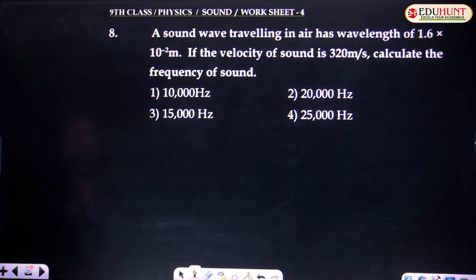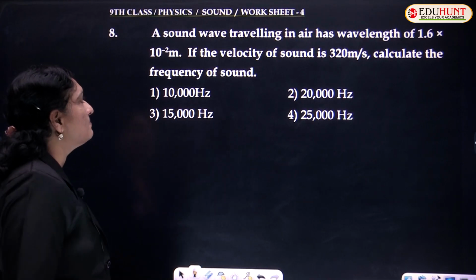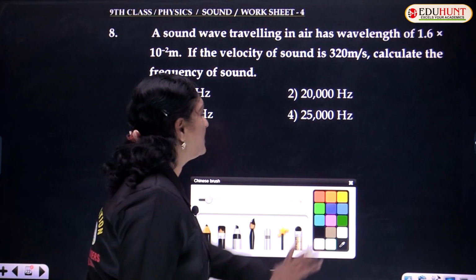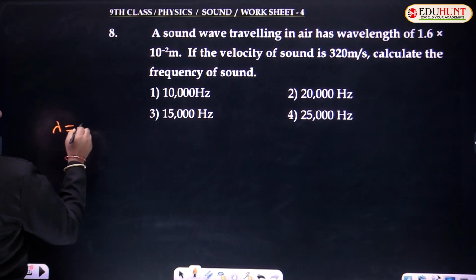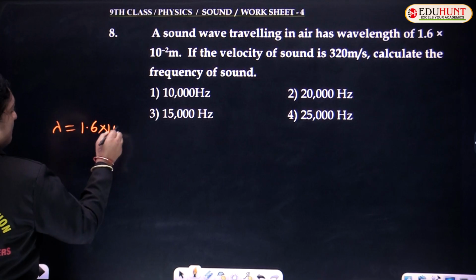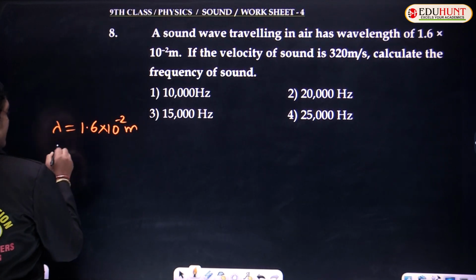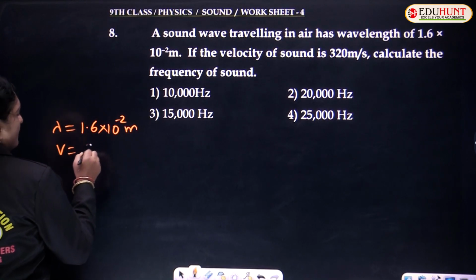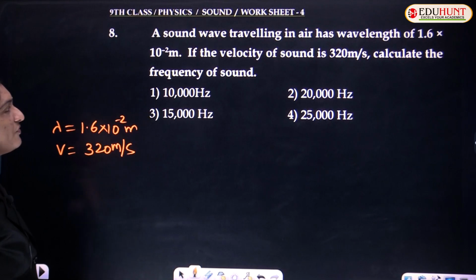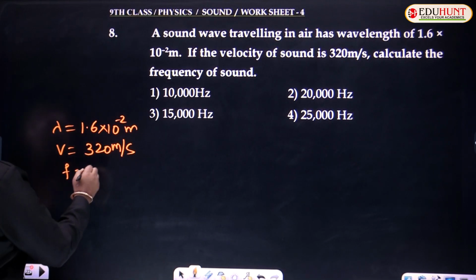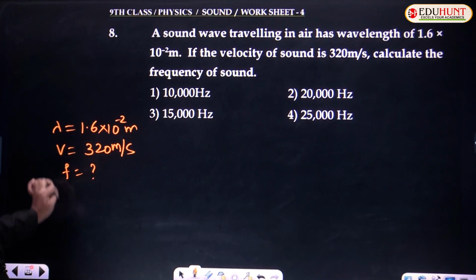So children, moving on with the next question, 8th one. A sound wave traveling in air has wavelength 1.6 into 10 power minus 2 meters. So what is given? Wavelength, indicated with lambda, equals 1.6 into 10 power minus 2 meters. If the velocity of the sound is 320 meters per second, velocity indicated with the letter V equals 320 meters per second. Calculate the frequency of the sound. You are asked to find out the frequency of the sound. So, lambda is given, V is given, you are asked to find out the value of F.